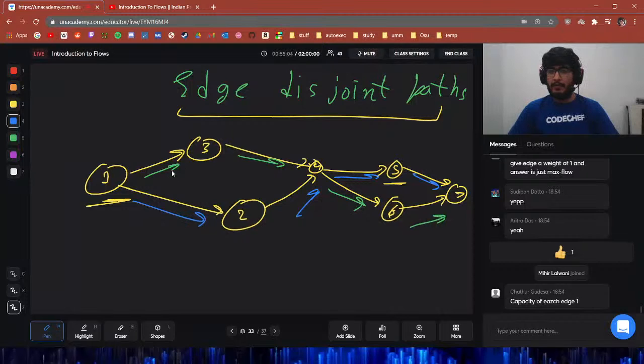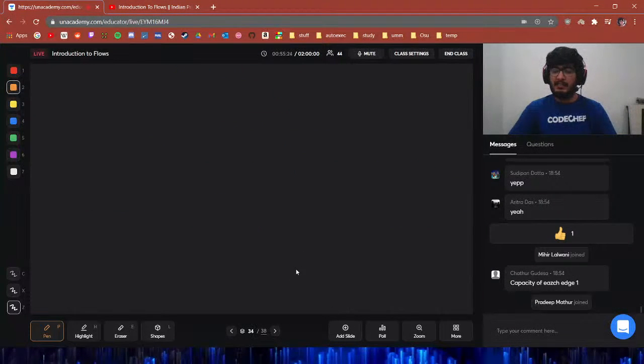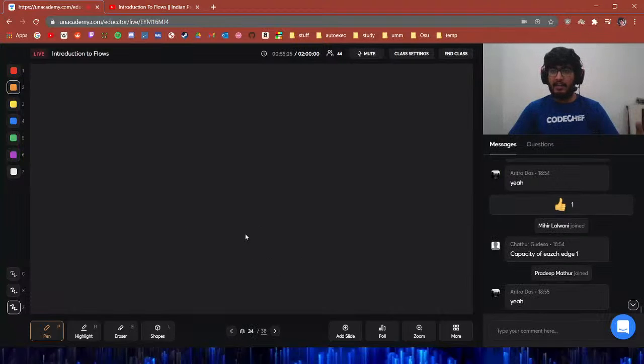Here, whichever edge we are looking at, just give it a capacity of 1, and now the problem just reduces to max flow. Whatever max flow we can find is actually the number of maximum edge disjoint paths, right? But the next problem that we are going to look at, and see how to model as a flow problem, is node disjoint paths, which is a little more difficult, right?